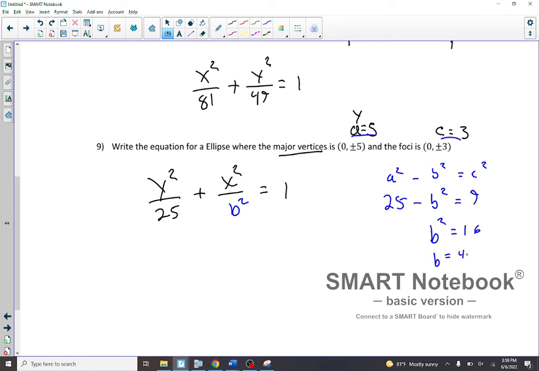B equals 4, plus or minus 4. But remember, since I'm just looking for the equation, I don't even need the square root. I just need the b squared. So in this case, I need to find that this should be 16.